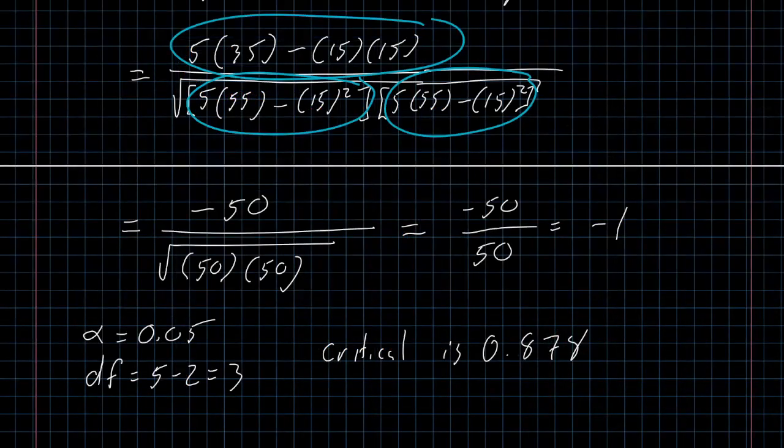All right, and now we have something weird. Because I said that if R was bigger than the critical value, we reject the null hypothesis. If R is smaller than the critical value, we accept the null hypothesis. And negative 1 is definitely smaller than positive 0.878.